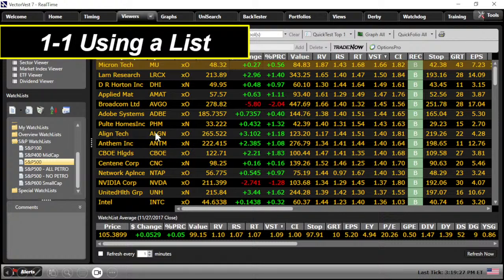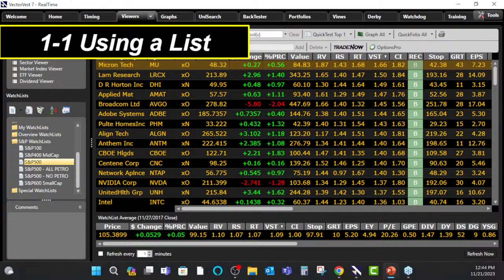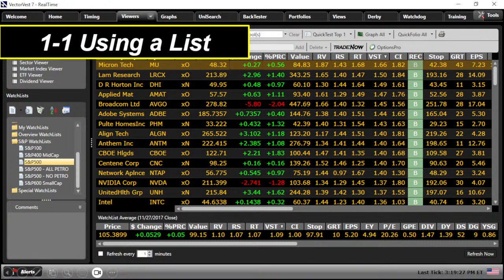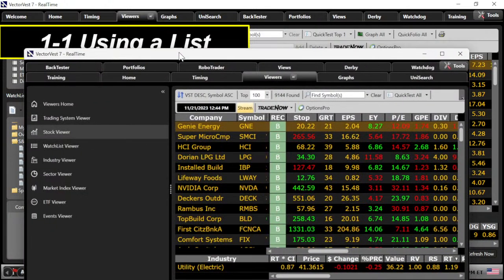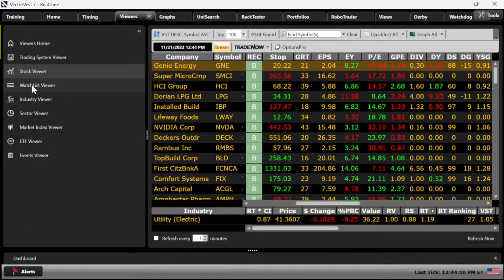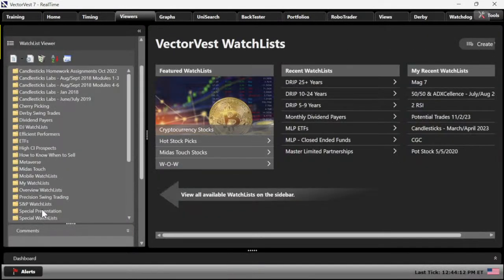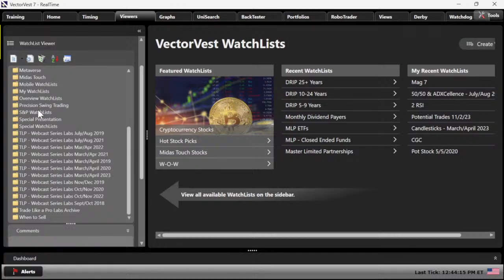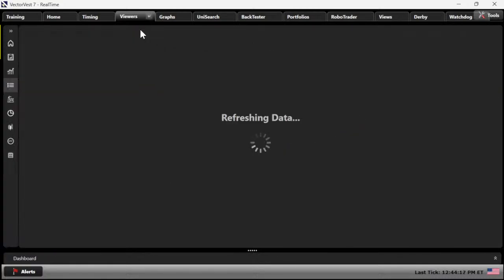Align Tech, good company, really good stock. It's a little overvalued here at this time. This is an older chart. By the way, these numbers don't reflect current values. Actually, let's do this. Let's go into the program today, and let's just go into that S&P 500 watch list. Let's take a look.